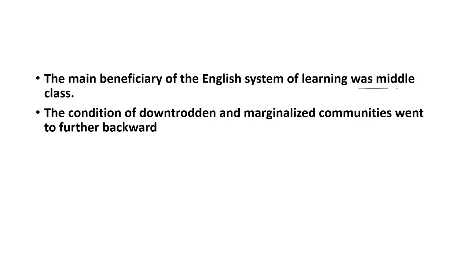But in the English system of learning introduced by the British, there was no provision for education for the masses, even at the elementary level. The main beneficiary of the English system of learning was the middle class. The downtrodden communities did not get the opportunity of education. So the gap in the society widened with the introduction of the English system of learning. Only the middle and upper class of the Hindus got the benefit of it. Downtrodden communities remained backward.